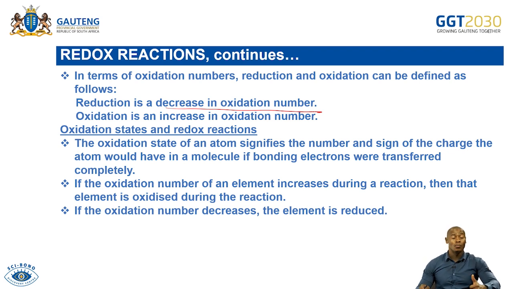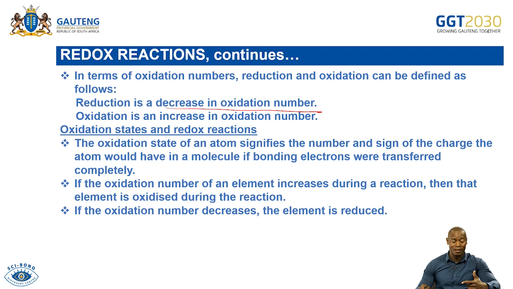the reaction is going to be what? A redox reaction. There is transfer of electrons there. But if the oxidation number does not change, you can't conclude that the reaction is a redox reaction. So in a redox reaction, remember, there's transfer of electrons. How are you going to see that there's transfer of electrons? The change in oxidation number.